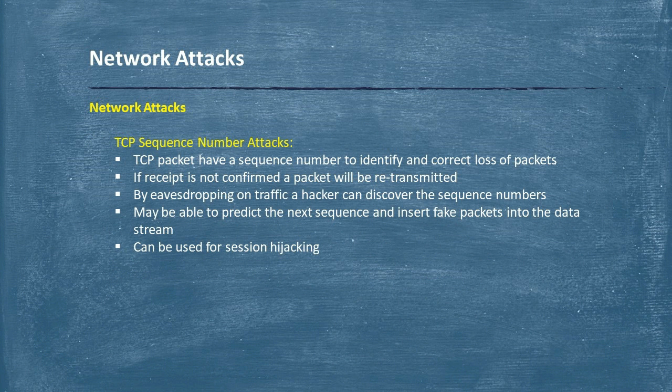We now go to the TCP sequence number attack. We saw earlier when we studied the OSI model how TCP/IP is implemented based on it. At that time we were talking about the sequence number. TCP packets have a sequence number to identify or correct the loss of packets. Each packet will have a sequence number. If a receipt is not confirmed, a packet will be retransmitted. That is how TCP/IP works.